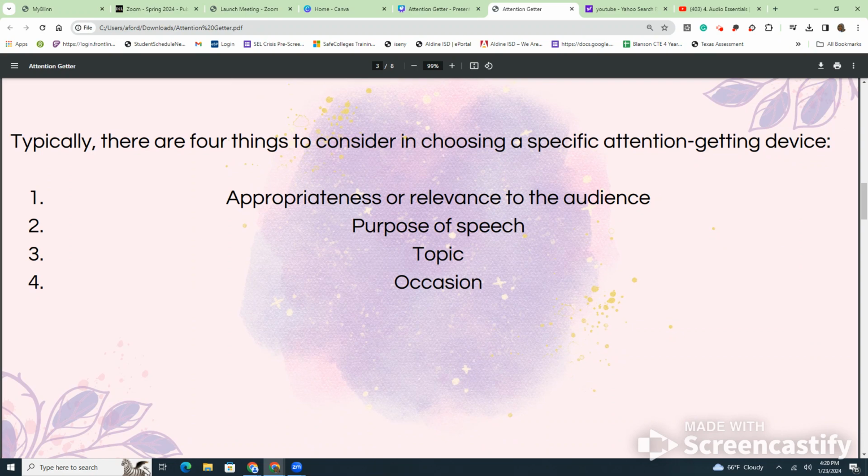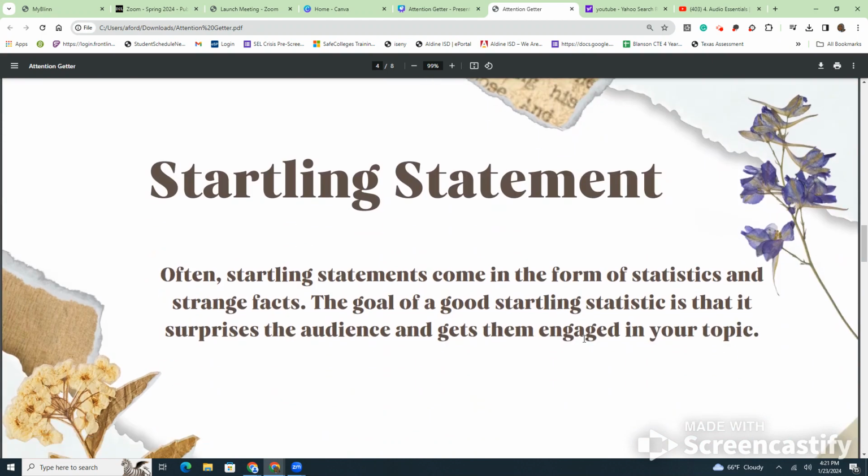So let's start off with the startling statement. Now, the startling statement is for shock value, but you want to make the listener, your audience, interested and engaged in what you have to say. You want to surprise the audience with a startling statement about your topic. Typically, this comes from a statistic or a fact. The goal of a good startling statistic or statement is to surprise the audience and get them engaged in your topic.